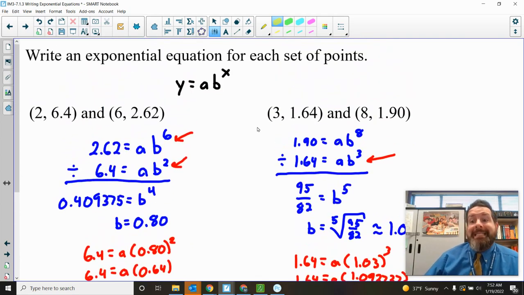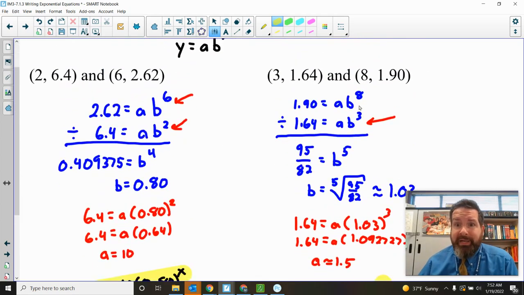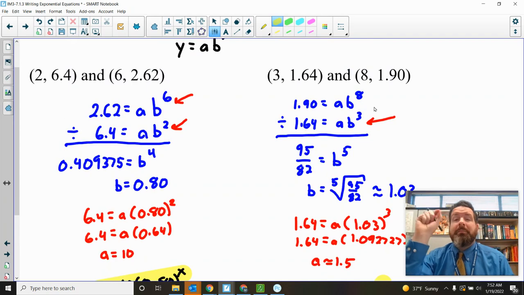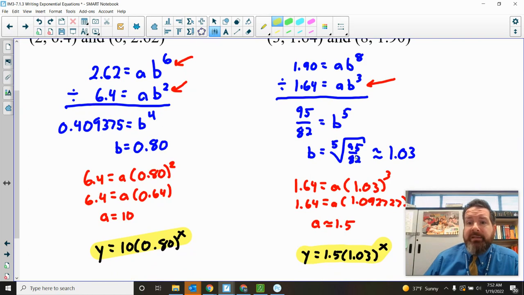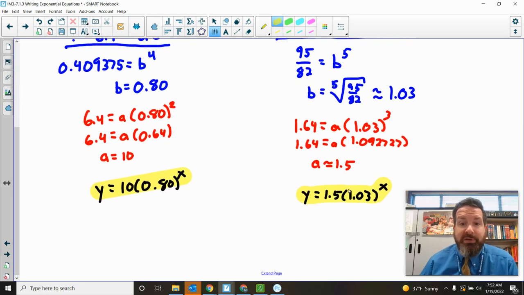Process was the same. Use both ordered pairs to write 2 equations. Divide the equations to eliminate the a so you can solve for b. Once that's done, choose either equation. It doesn't matter which one. Put in the number you have for b, work backwards so you can solve for the a, and you've got your model.